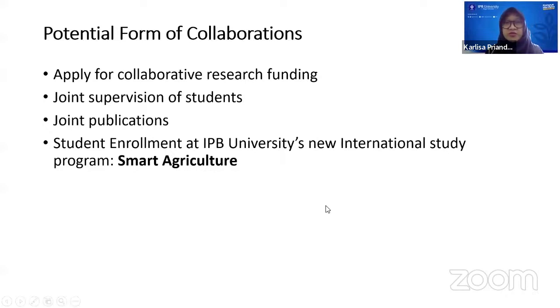The potential forms of collaboration can be applying for collaborative research funding together, joint supervision of students, and joint publications. I think this is the easiest one. And the last one, which was presented by Professor Awang as well, is student enrollment at IPB University's new international study program, Smart Agriculture. This is open for all international students, including students from South China Agricultural University. If you are interested, you can probably have some kind of exchange program.